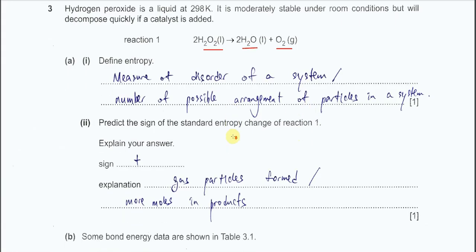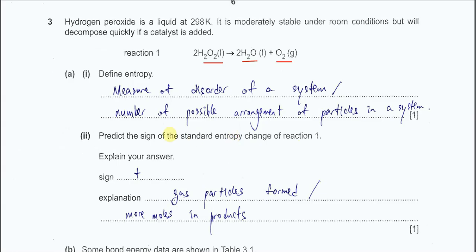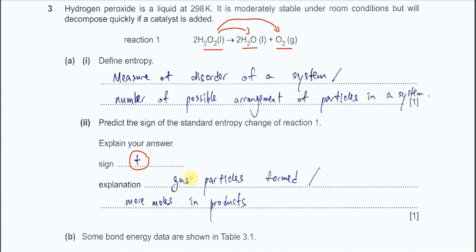Part 2. Predict the sign of the standard entropy change in reaction 1. It must be positive because it goes from liquid to liquid plus gas. Whenever gas particles form, the entropy must increase. So therefore it's positive. The explanation is very easy because gas particles form.